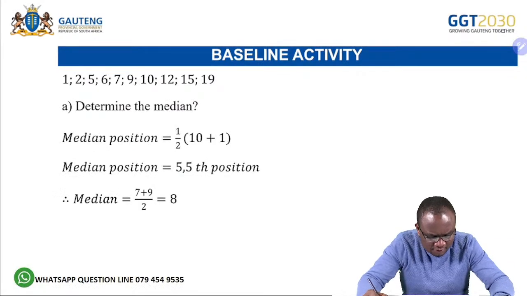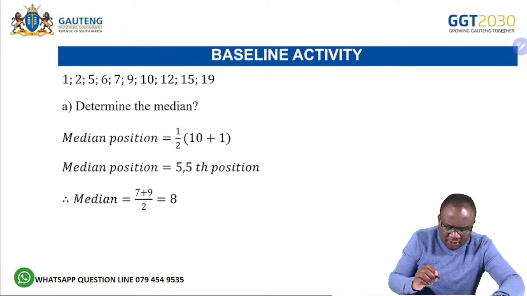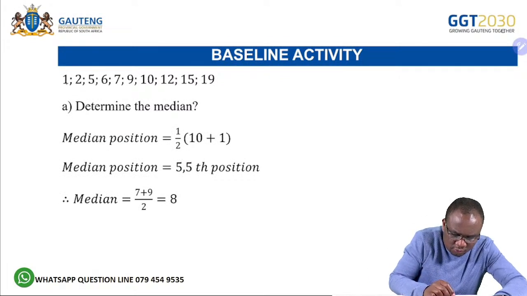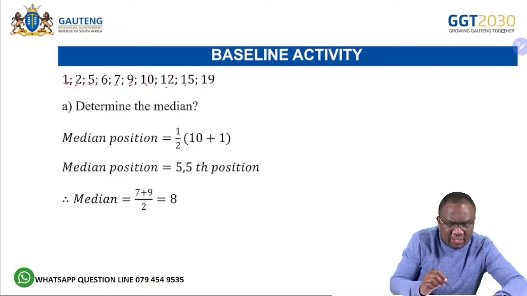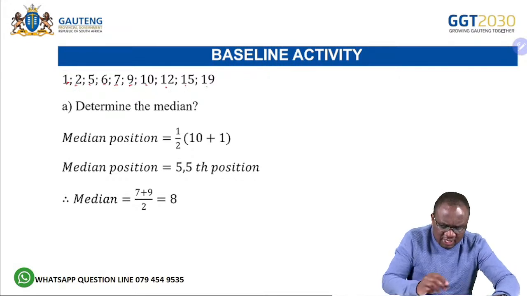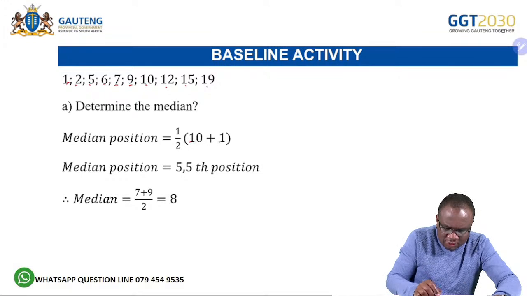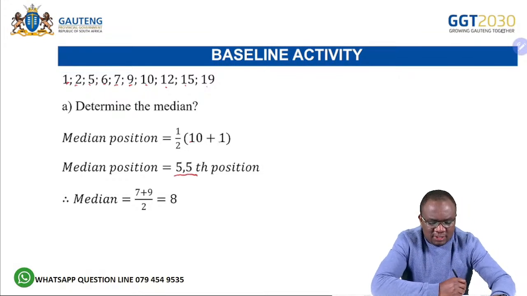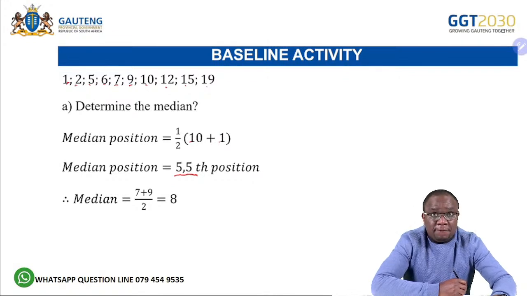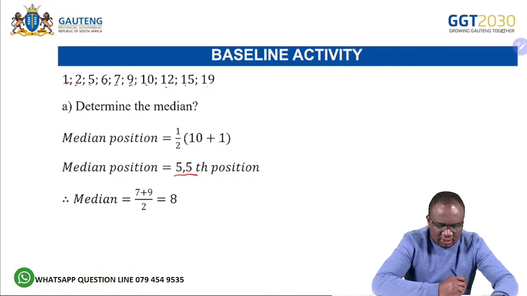Let's see this mock our work. So here there are how many items? 1, 2, 3, 4, 5, 6, 7, 8, 9, 10. So now we say half of 10 plus 1, which is 5.5. So it means the median is between the fifth item and the sixth item.